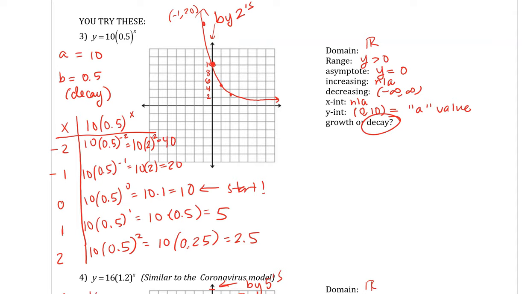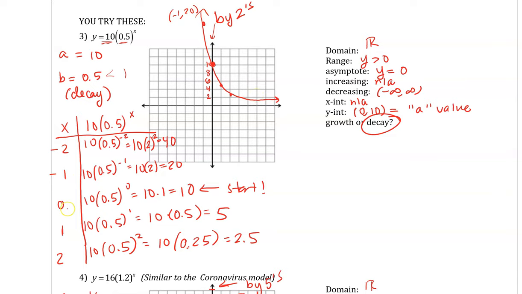Okay, so for number 3, we had an a value of 10 and a growth rate of 0.5, which, since that's less than 1, indicates decay. So the graph should be doing our crescent moon shape backwards, or the other way around the y-axis.